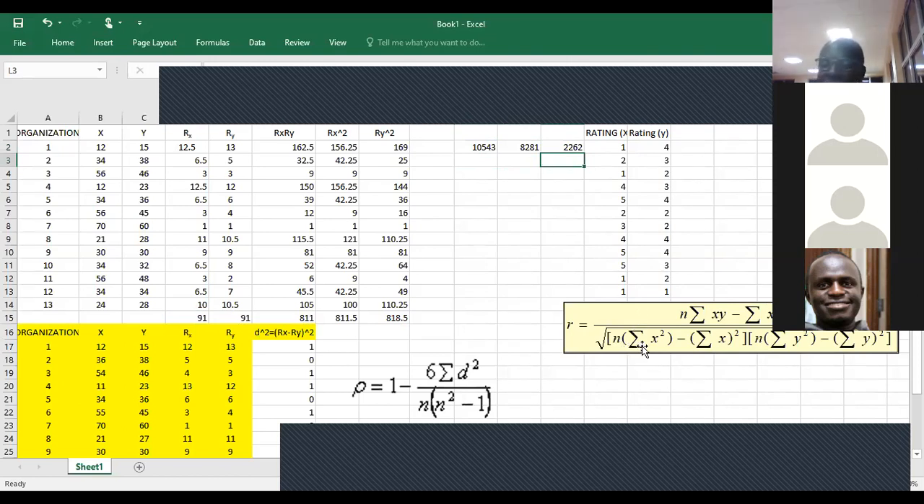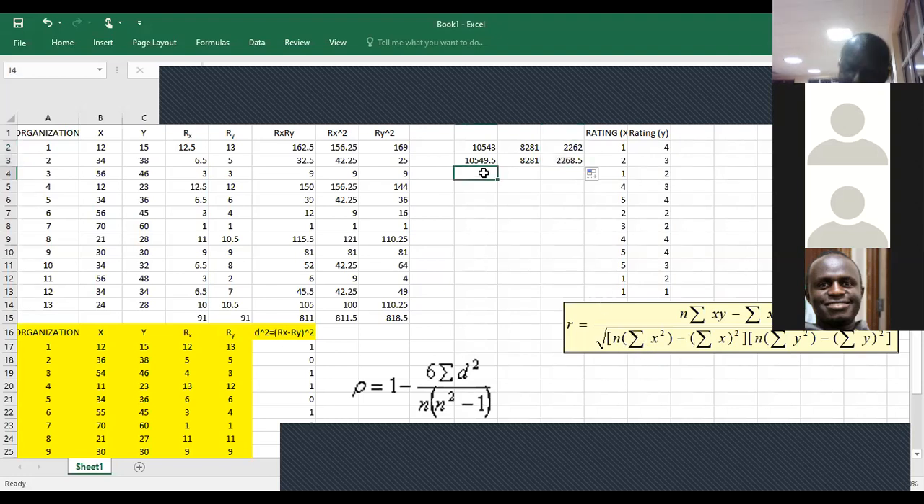Next, I go to the denominator. The denominator is n times the sum of R of X squared. n is 13 times the sum of R of X squared. Where is that? It is this one. Minus the sum of R of X, squared. Where is that squared? It is this one. What do we do with this? We subtract them, don't we? That minus that, you get that. So I've gotten the X part.